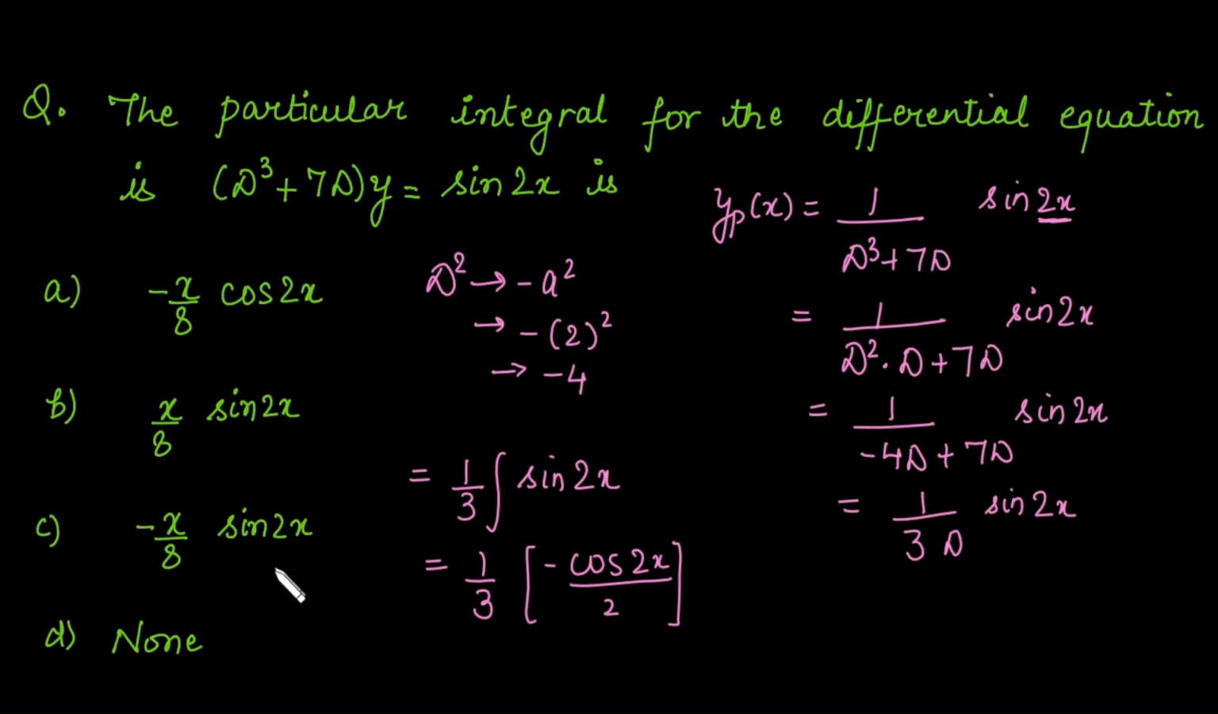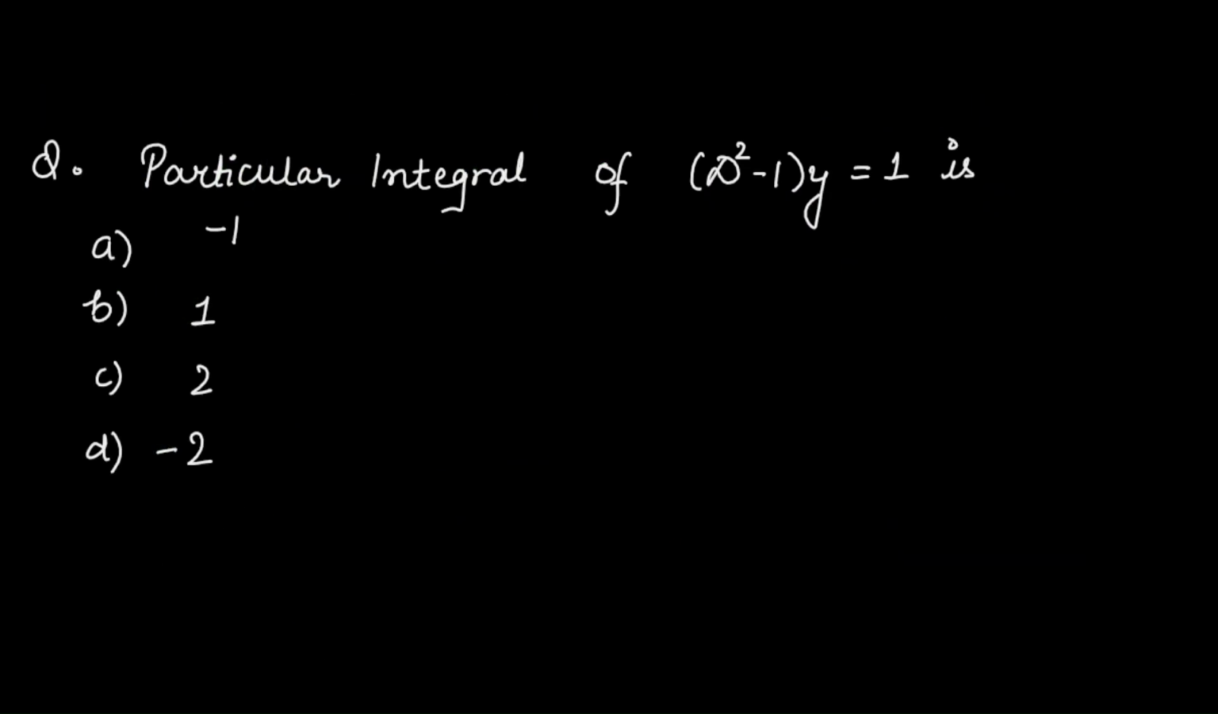And that option is not available over here. Hence the answer is the D option. Next question is, what is the particular integral of this differential equation? So we can write particular integral is equal to 1 upon D square minus 1 into 1.